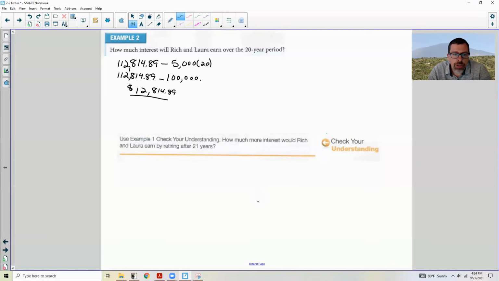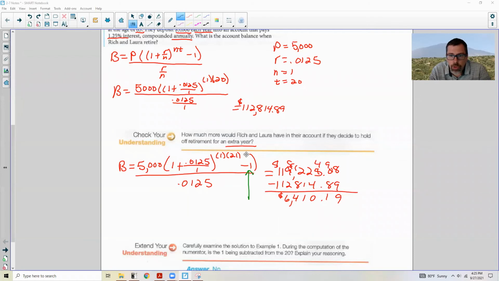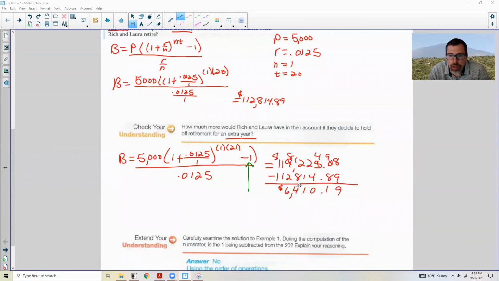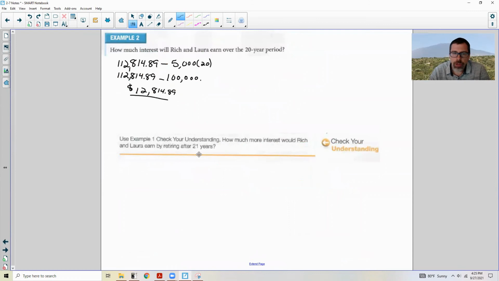So check your understanding. It says use example 1. How much more interest would Rich and Laura earn by retiring after 21 years? I think we've already done that. Okay, so no, we haven't answered that yet. What we need to do is figure out this 21 here. And they made $119,225.08 in 21 years. Okay.